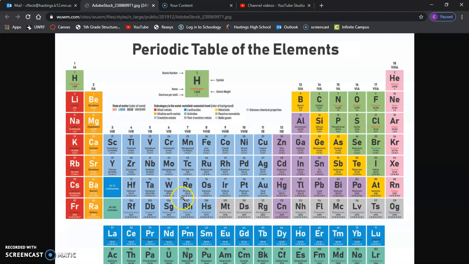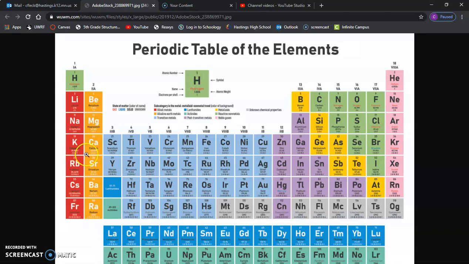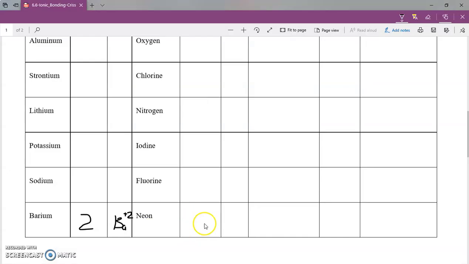Barium, if we find barium, it's going to be down here, way down below, right? But it's in group 2. So in this case, it has 2 valence electrons. And its charge, Ba plus 2. Neon. Neon, where's neon? Right over here, right? Neon has 8 valence electrons. It's in group 8, right? So it has 8.